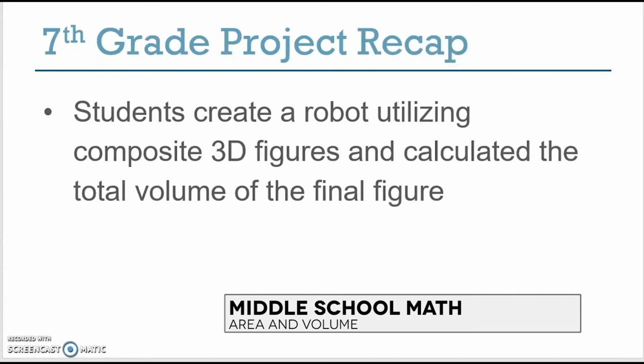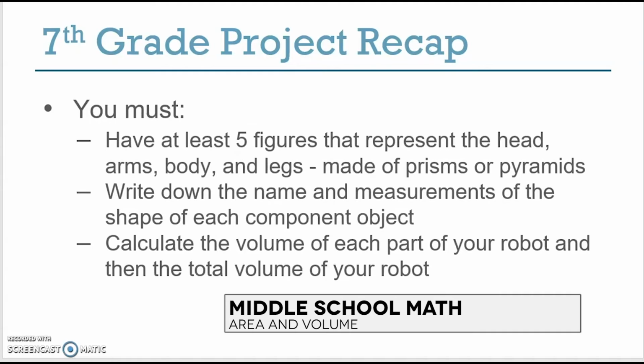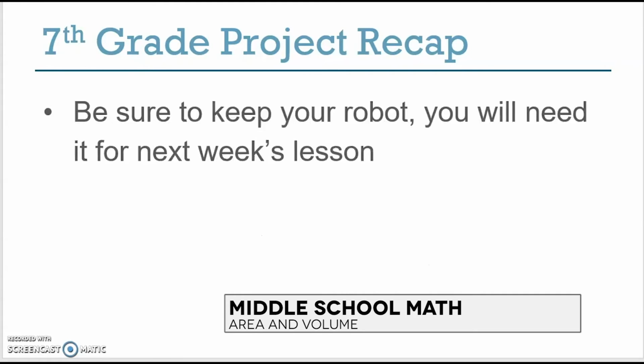Now, I want you to remember a couple of things about the projects for this week. Number one, we're creating a robot made of composite 3D figures, and we're going to calculate the total volume. Remember that you need to use at least 5 different figures. They need to represent the head, arms, body, and legs. You're going to write down the name and measurements of the shape and each component object. You're going to calculate the volume of each body part of your robot, and then you'll total the volume for your robot. And one last reminder, I want you to be sure to keep your robot because you're going to need it for next week's lesson too.